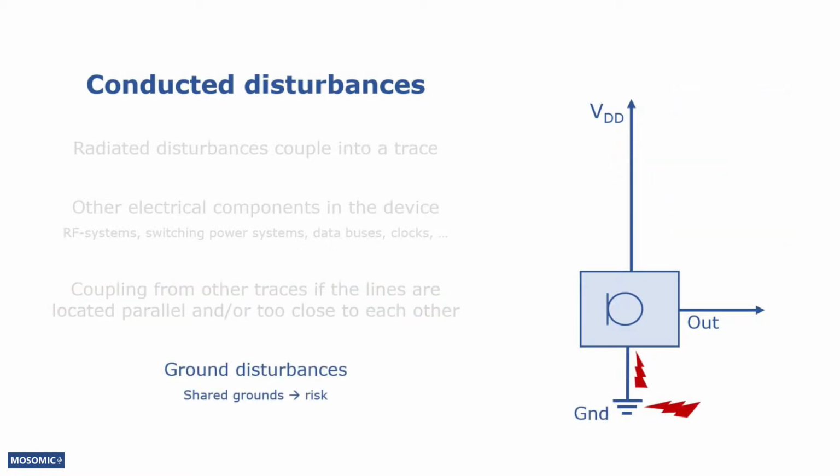Another way for disturbances to get conducted into the microphone is ground. This can happen when microphones share the ground with other components and systems. It's also possible that radiated signals pollute a poorly designed ground. I talked about ground design in more detail in episode 17.